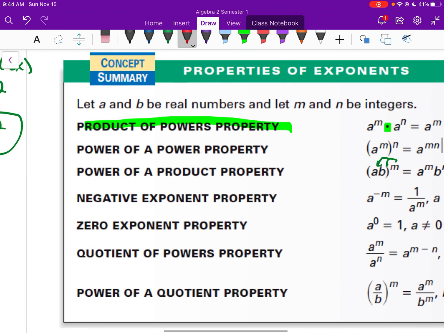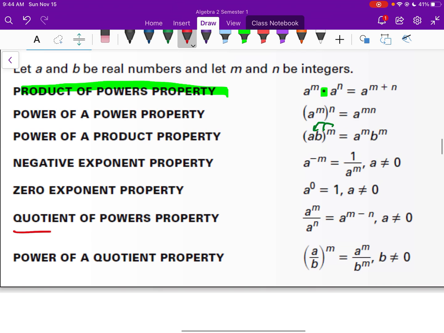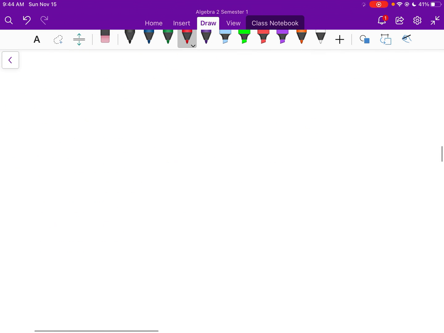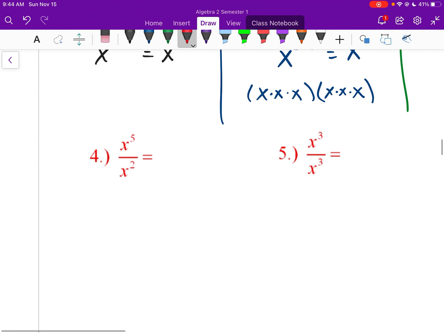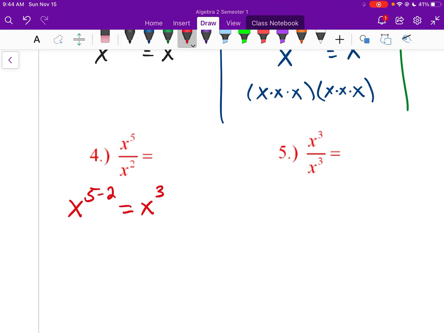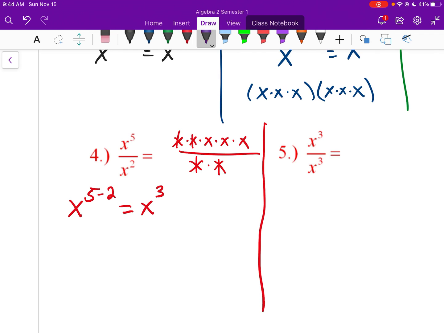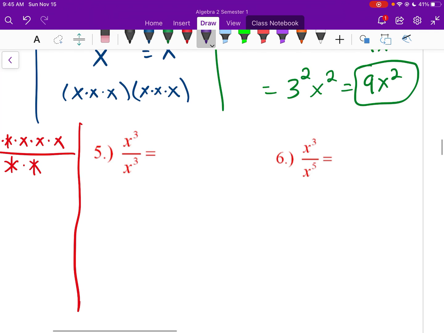Now a quotient. They have the same base. So quotient right here, a to the m over a to the n is equal to a to the m minus n. So what we're doing here is we are subtracting the exponents. So x to the 5 minus 2, which would give us x cubed. So let's break this down and expand it again. x times x times x times x times x, that's x to the 5th, over x squared. Since we are multiplying all these, it's just like terms are canceling, and we're left with 3 x's. So therefore, x cubed.